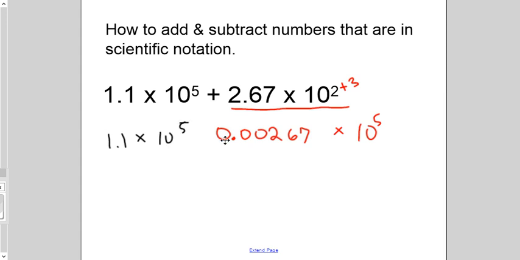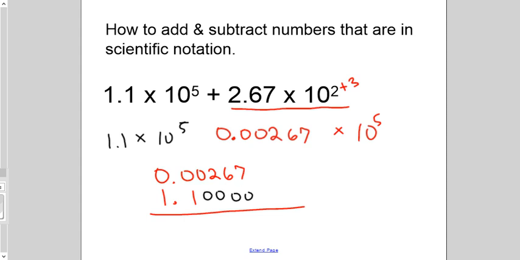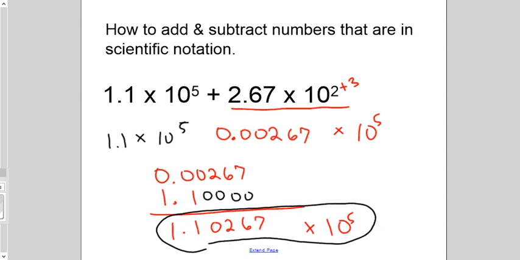Now, when you go to set this up, make sure that you do a really good job of keeping your columns perfectly aligned, because remember, we've got to keep that decimal lined up. And now I can just put in the zeros for the placeholders here. Decimal drops straight down. And there we go, 1.10267 times 10 to the 5th power. Same thing that we've been doing.